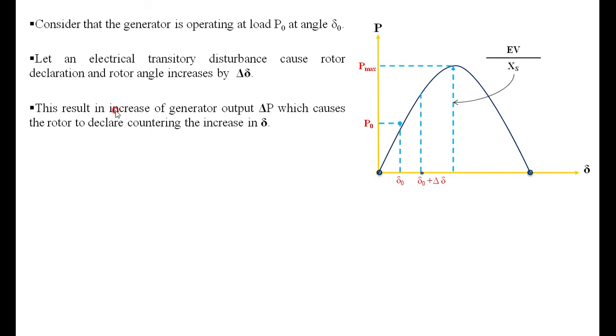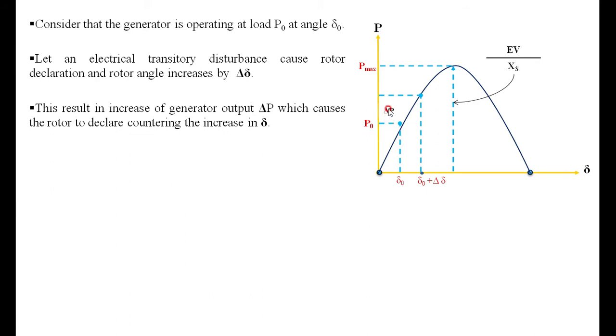That is why it is written that this results in an increase in the generator output by delta P. There is a small increment. See here, previously it is P naught, now it is increased because the angle is increased by delta delta. Therefore, the power is also increased by delta P.